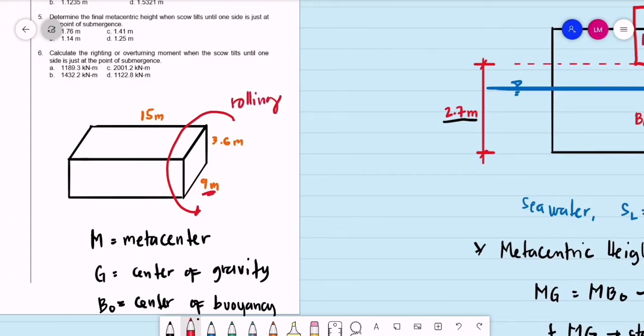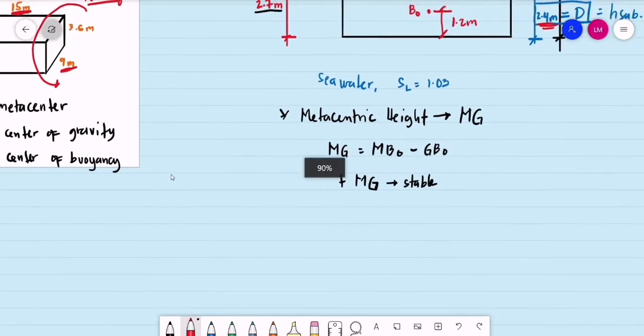Pero kapag umikot naman siya along its stronger axis or yung longer dimension niya, yung term naman dito is pitching. Lumubog yung Titanic, yung term sa kanya is pitching since it is along its length. So, kapag along its shorter dimension, yung 9 meters, rolling. Kapag along the longer dimension, yung 15 meters, pitching.